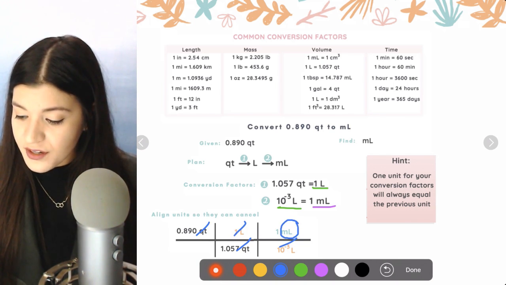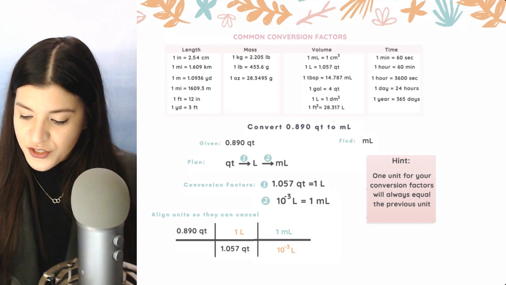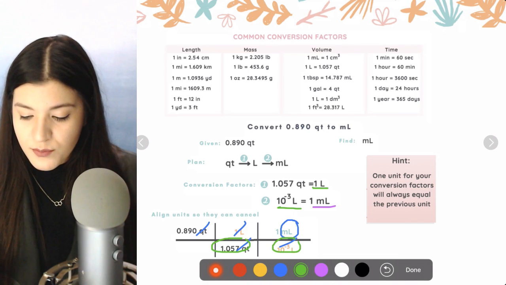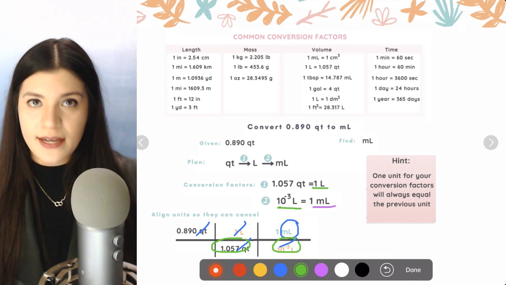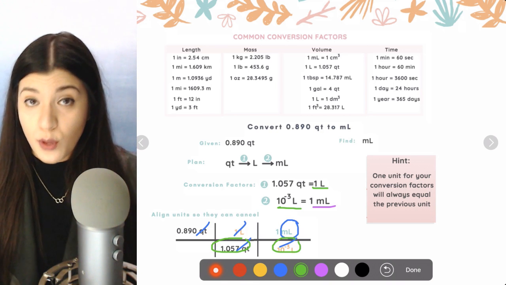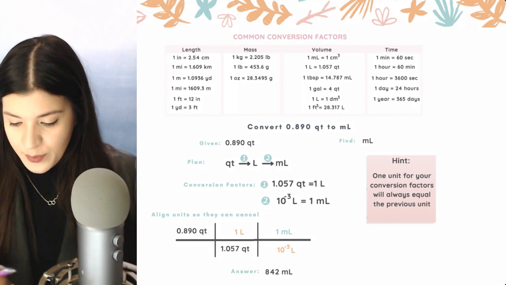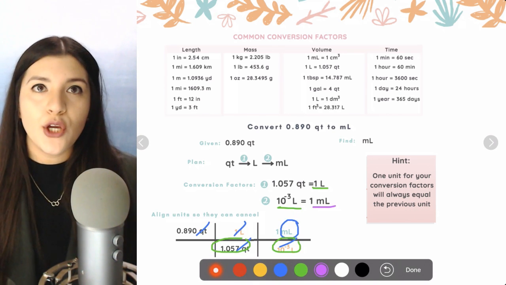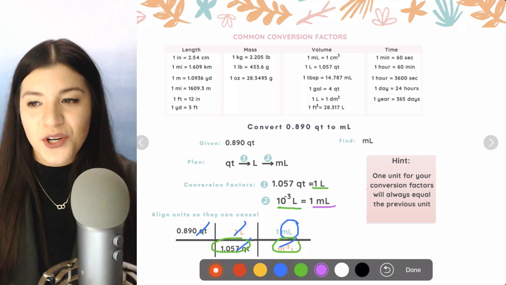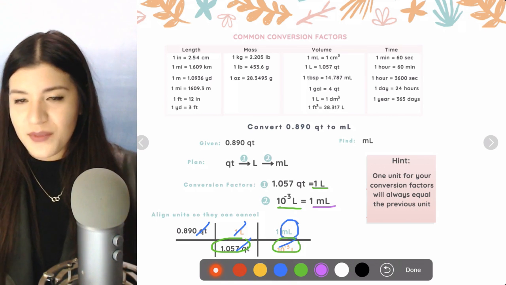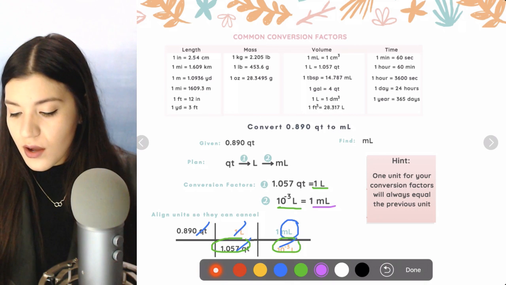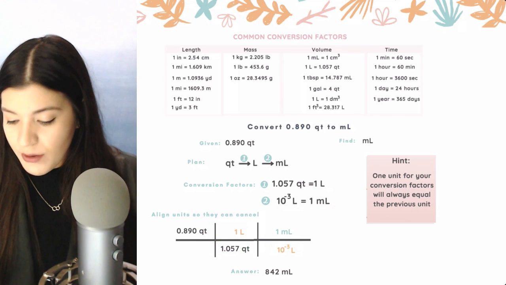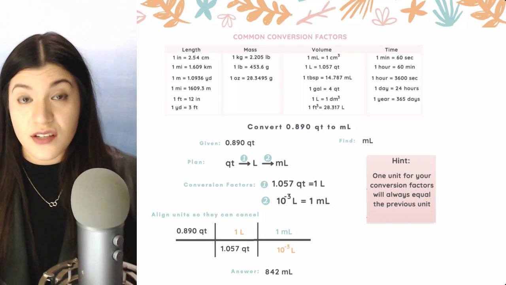We wanted milliliters, and then, of course, when you're doing this, guys, make sure that you multiply the bottom first, then divide. So then divide 0.890 by the bottom multiplied. And then our final answer would be 842 milliliters. And then, of course, always know your sig fig rules, that's something major. I don't want you guys to lose any points for something so small. So always start off by looking at your given. Our given has 3 sig figs, so that's why we rounded to 3 sig figs as our final answer.